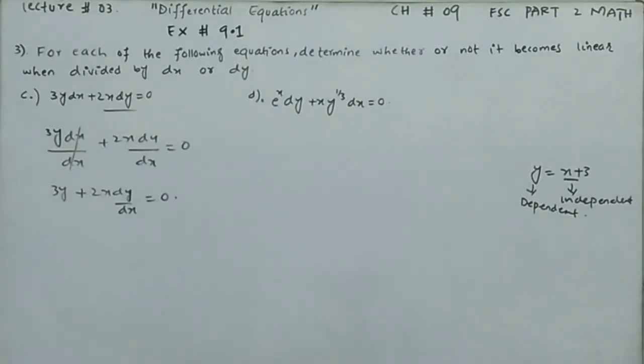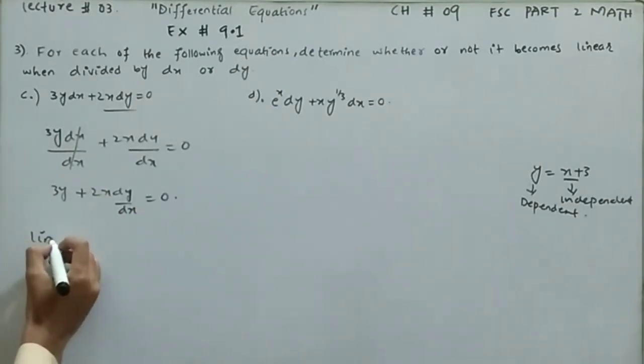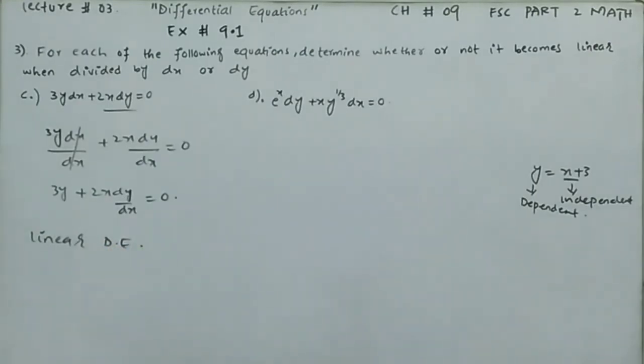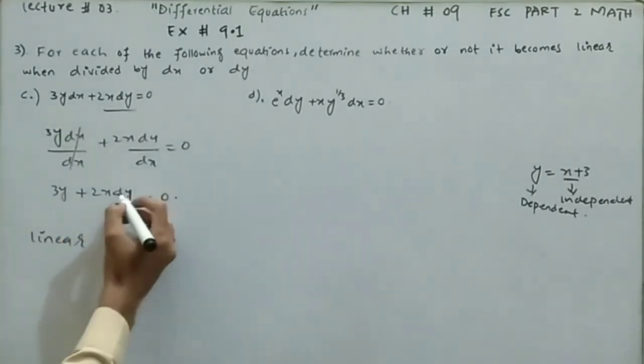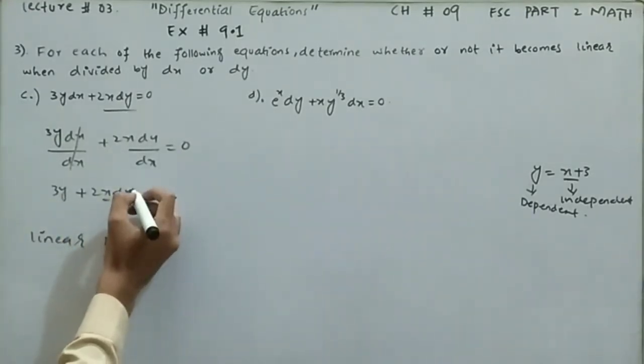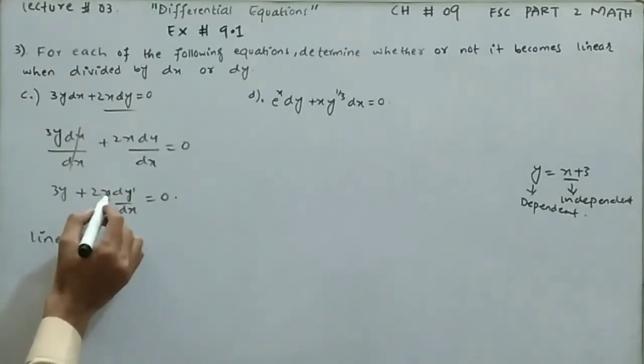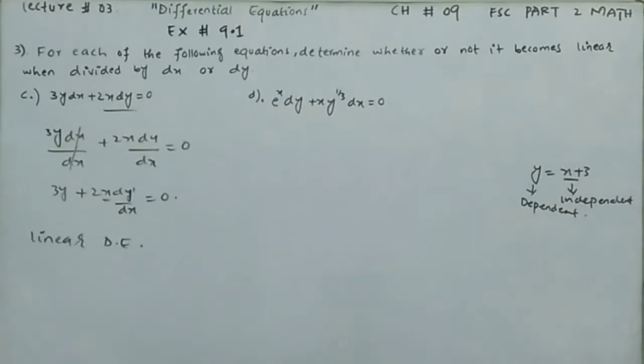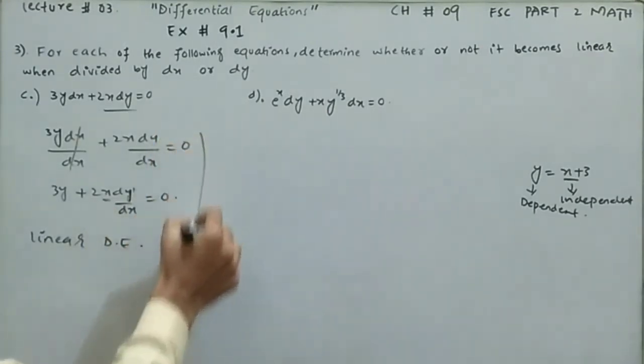So this equation is a linear differential equation, because no trigonometric function and no exponential comes over here. And the second thing is also that over here no dependent variable is multiplied with the derivative of the dependent variable. Over here this is an independent variable, it can be multiplied with dy by dx. So that's why this equation is a linear differential equation.